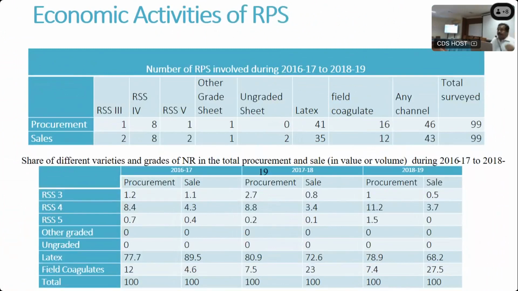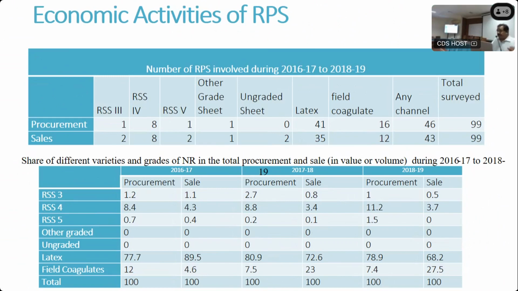Now, getting to the details, apart from providing productivity enhancing services, there are two other things I have mentioned. One is group marketing, the other is group buying. Group marketing is basically buying the rubber and selling it in the market. The basic idea is to get some bargaining power in the market. What is written over here as procurement is the number of RPSs procuring during this period, and sales is how many of them sell the procured rubber.